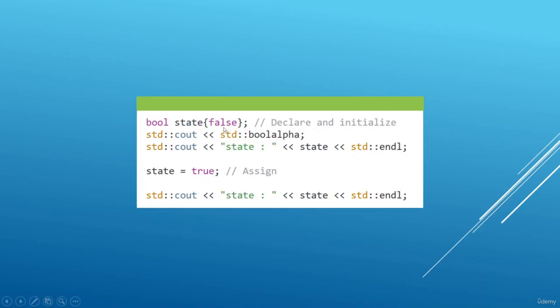The state is declared false. And we are printing that, and after we are changing this to a true value, and if we print that, it's going to be true.